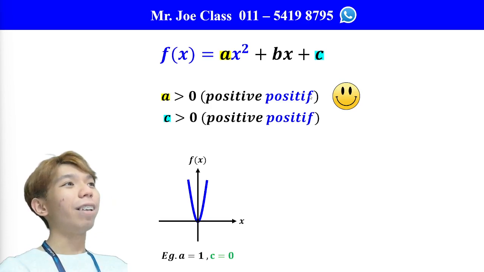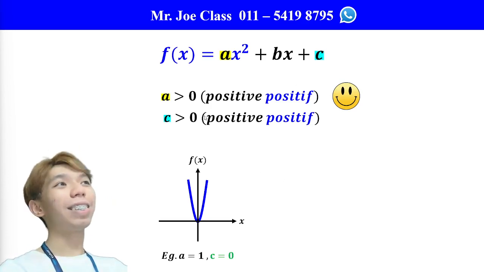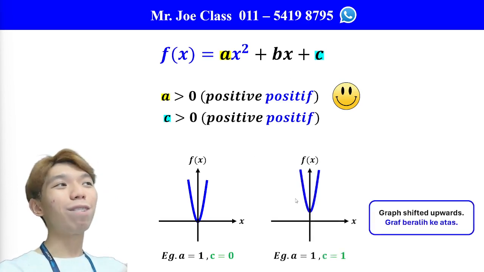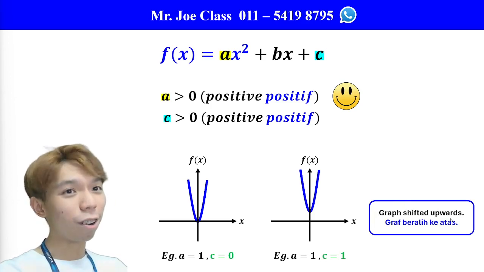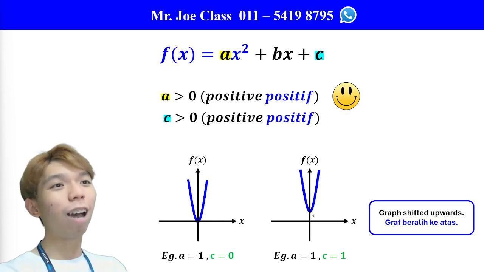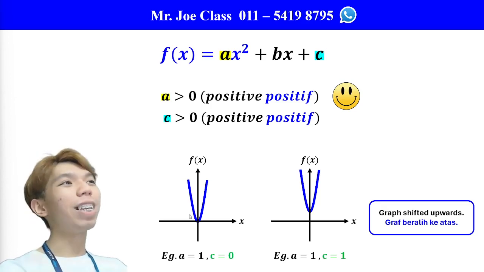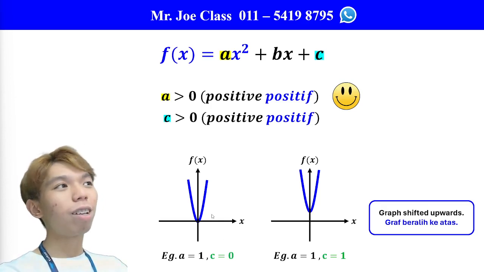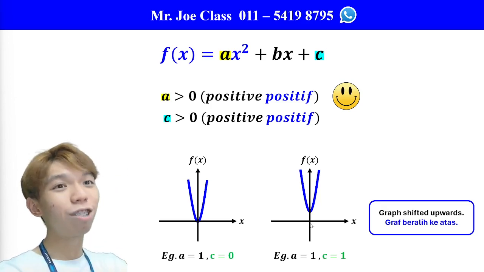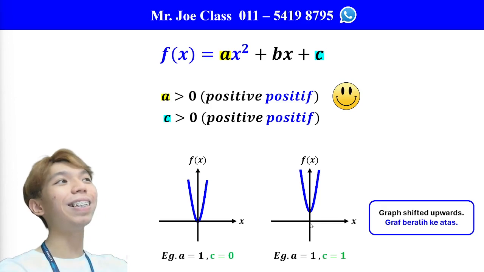Now, what if the value of C, which is positive, becomes greater? Then the graph will shift upwards, because I already told you that the value of C is the intersection of the graph on the f(x). So from intersecting at 0 of the f(x) to intersecting at 1 of the f(x), it will shift upwards, because 0 to 1 is 1 shift upwards. Okay, so beralih ke atas.